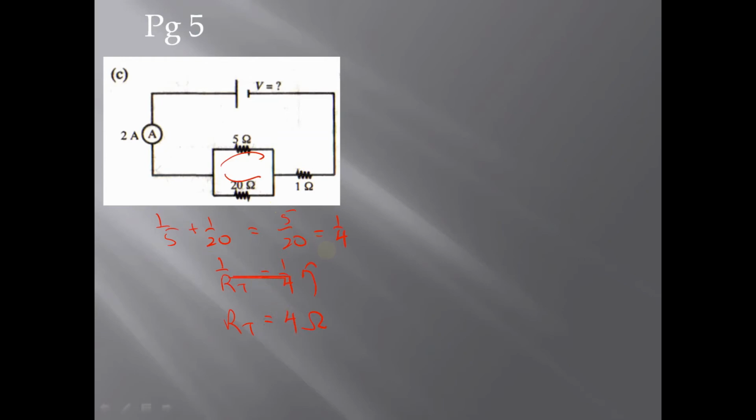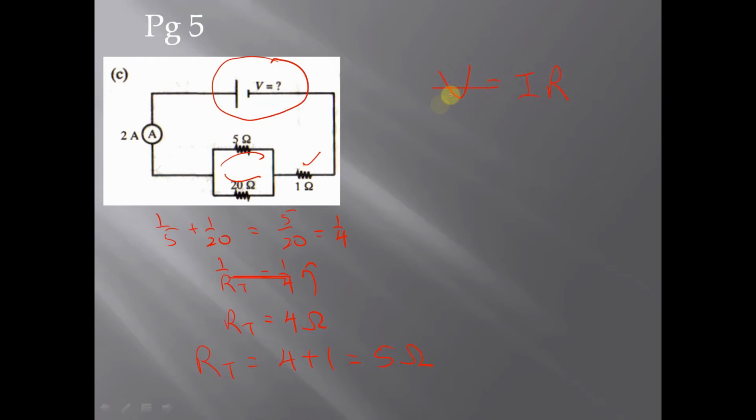Okay, but outside, remember there is one more 1 ohm. So the final total resistance is 4 plus 1, you get 5 ohm. But not yet. What does the question ask you to find? You can see the question carefully. They ask you to find this. So you want to find the voltage from the supply, as I told you before. You can use V equals IR.